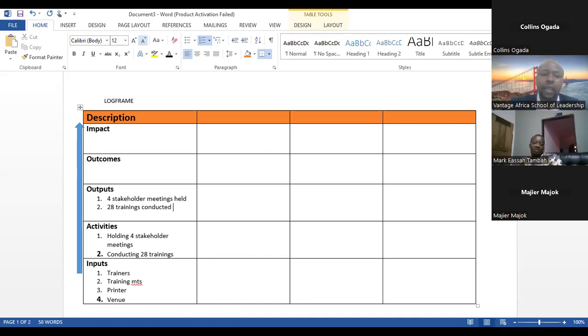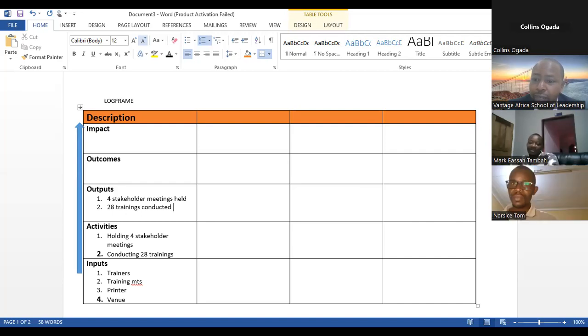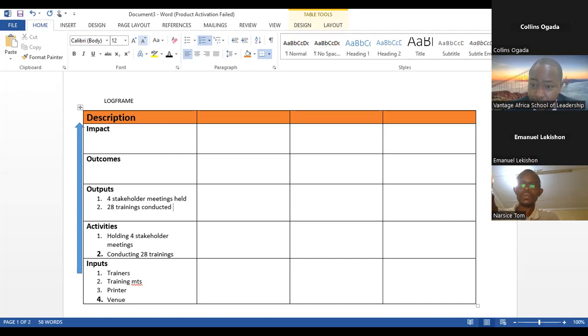Now, supposing I was building 5 classrooms. The activity is building 5 classrooms. What would be my output? Five classrooms constructed. Isn't it?